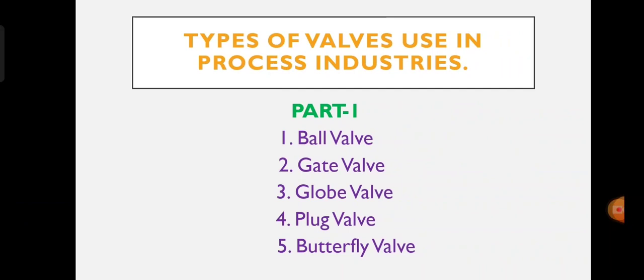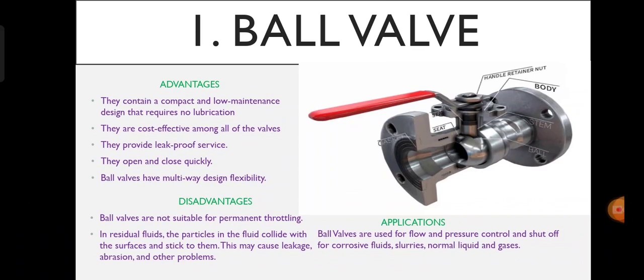The types of valves used in process industries. So this is part 1 of this video lecture, and the second part will be coming soon. The first type of valve is ball valve, second is gate valve, third one is globe valve, fourth one is plug valve, fifth one is butterfly valve. So one by one we'll discuss all the valves. First we'll start with the ball valve.